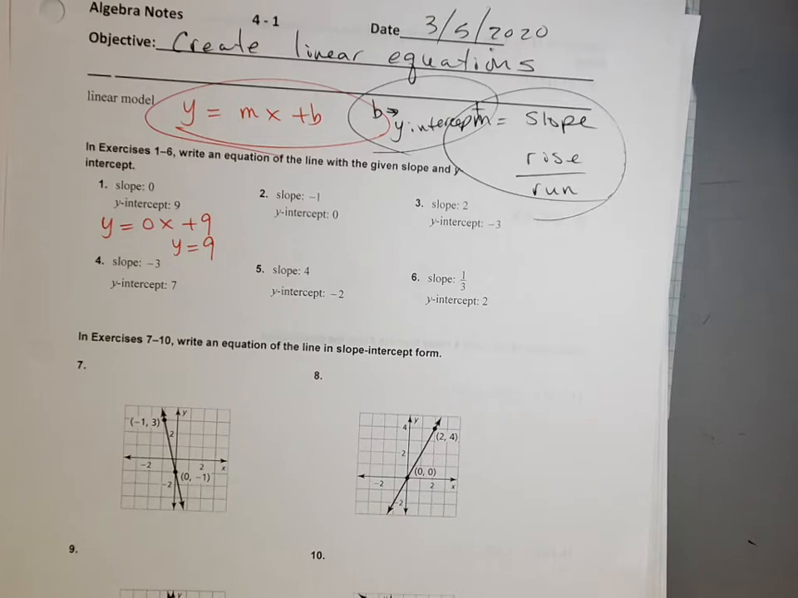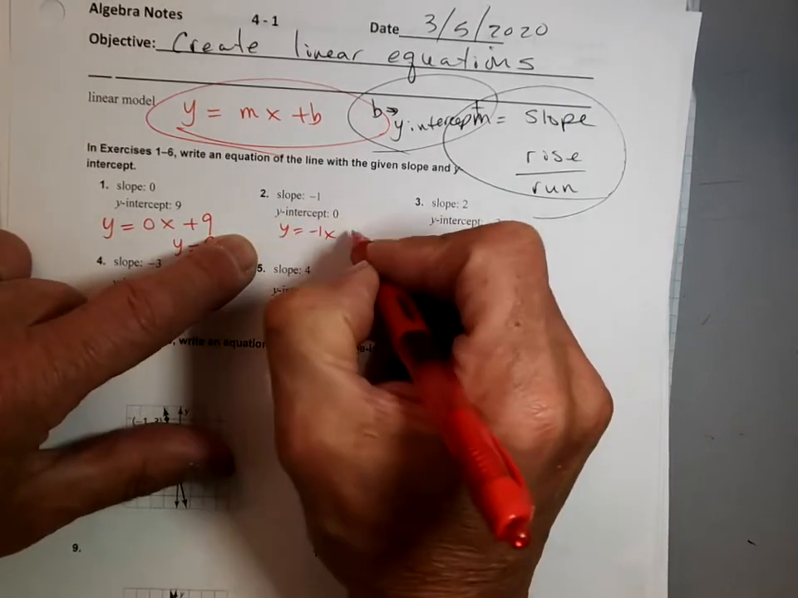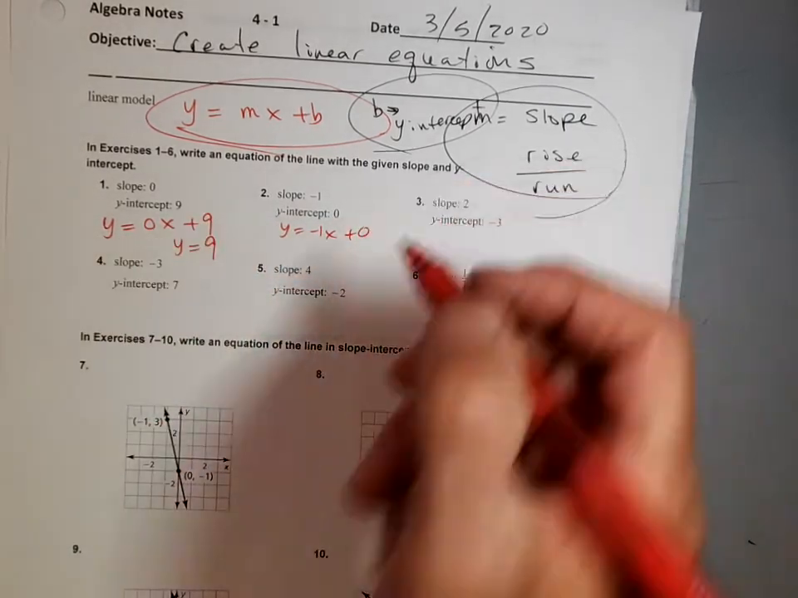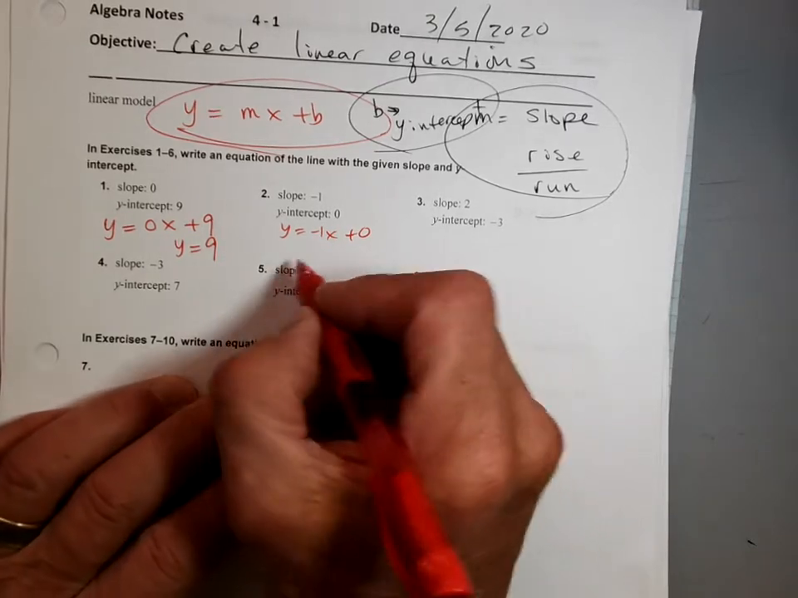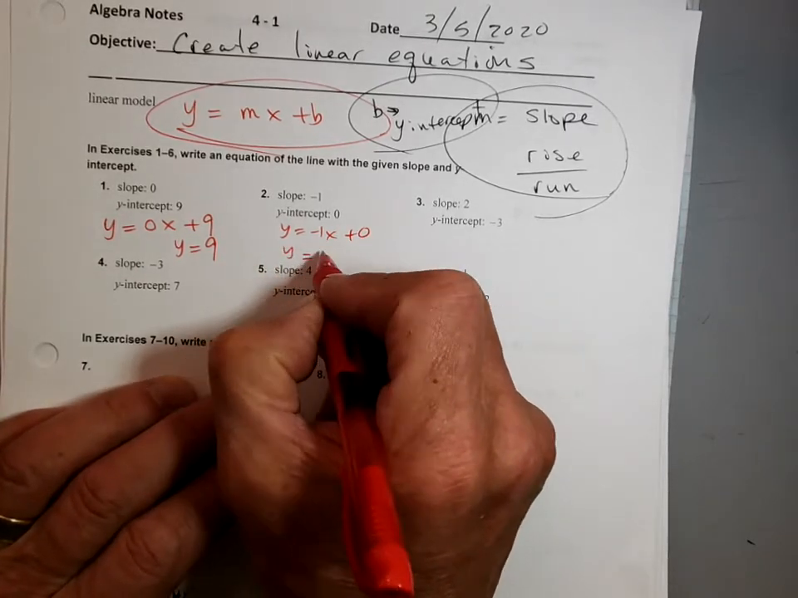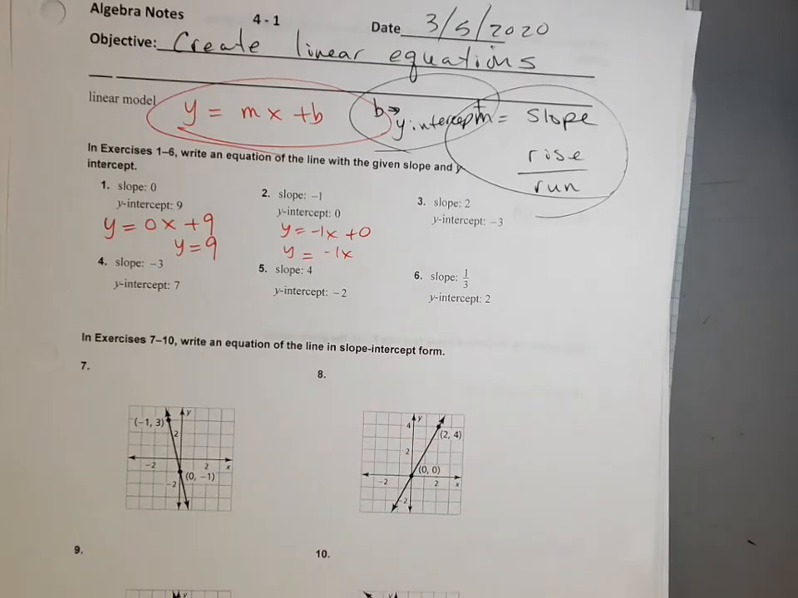For number 2, what's the equation? Y equals negative 1. Y equals negative 1x plus 0. Perfect. Okay, perfect. And you don't really need the 0, right? The 0 is kind of invisible, but we wrote it anyway. Or I could have written it as y equals a negative 1x, right? Because the 0 is kind of invisible. Nice job.